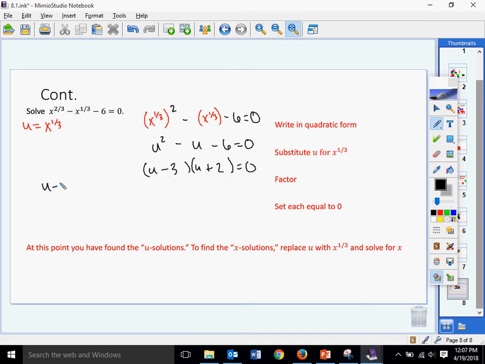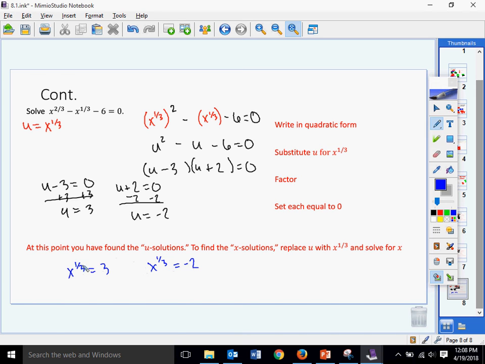Set them both equal to 0 because of the zero product property. We've got to add 3. And u equals 3, subtract 2, and u equals -2. I don't want the u solutions, I want the x solutions, so let's substitute back in x to the 1/3 equals 3, x to the 1/3 equals -2.